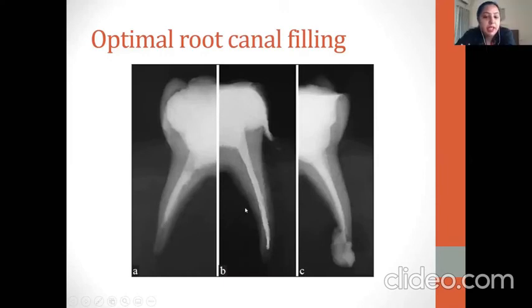Okay. Then the B picture is showing the optimal filling. Exactly 0.5 mm before the apex it is ending. So this is the correct type of filling which you should be doing. And the third one is overfilling. Overfilling में क्या हुआ है? Zinc oxide eugenol जो है उसका या calcium hydroxide whatever, it has come out of the canal.